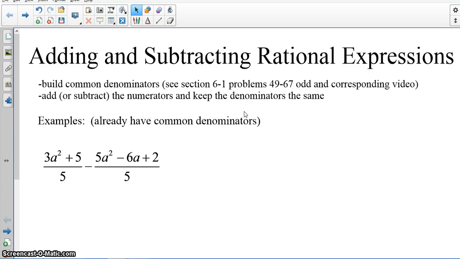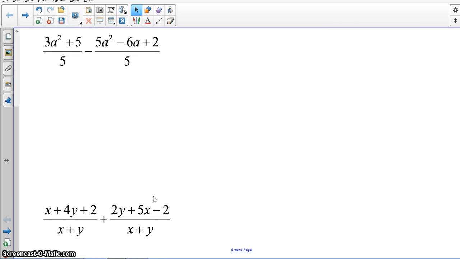Alright, so if you add fractions back in elementary school or whenever you learn how to do that, you have to add common denominators first. Alright, and so that's the same deal with adding rational expressions, subtracting rational expressions. You have to have common denominators first. Okay, so well, these first two examples are going to be relatively easy because you already have them.